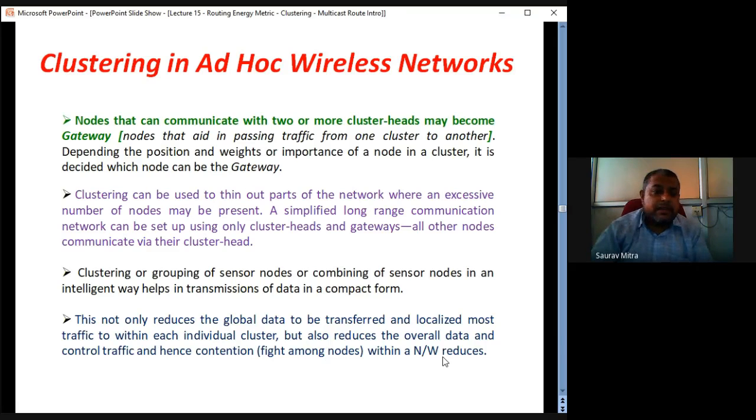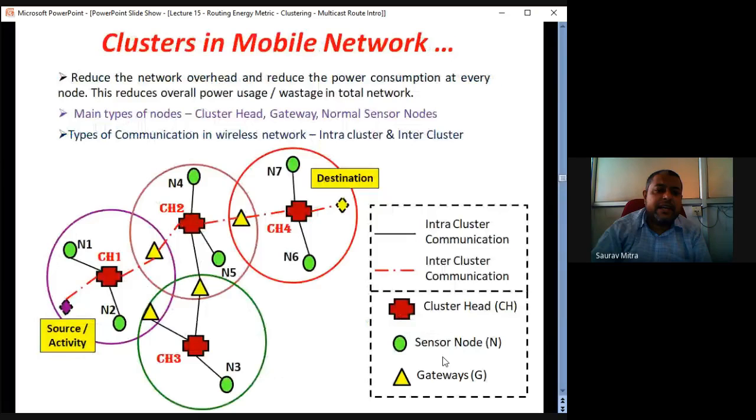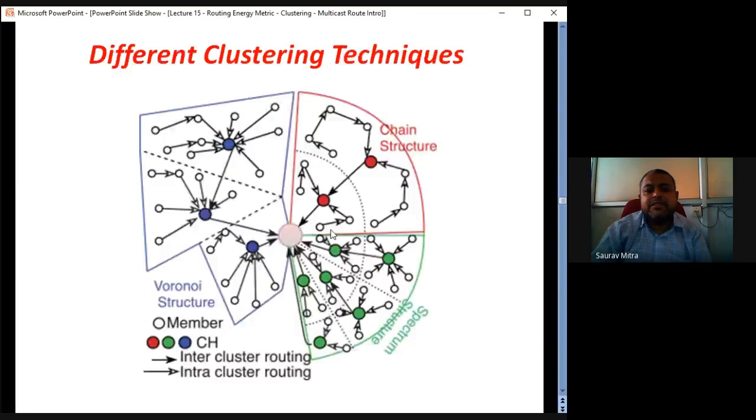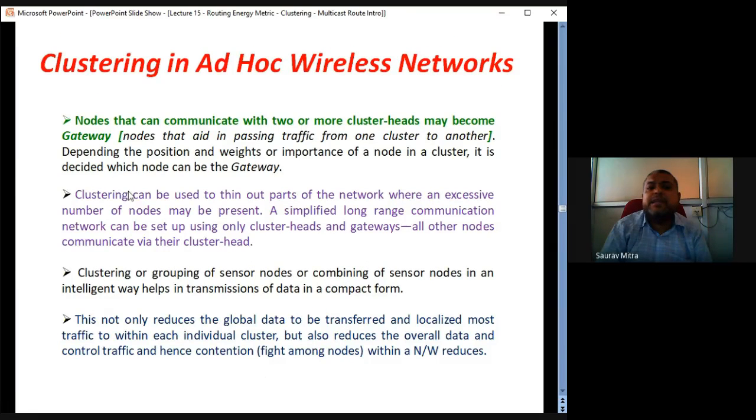So this is clustering, and we can be asked for a short note on clustering. If a short note on clustering is asked, you can draw this diagram, and you have to explain what the cluster head is, what the sensor node is, what the gateway is, how the data communication takes place from one cluster to another cluster, and what the advantages of clustering are. That is explained in this slide. This slide is the advantages of clustering. Remember that.